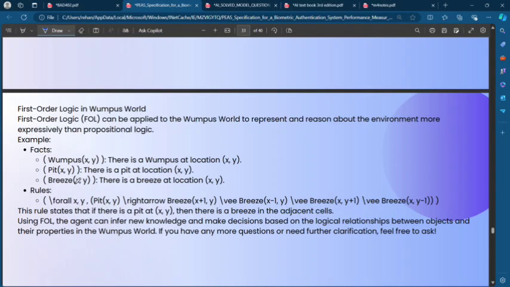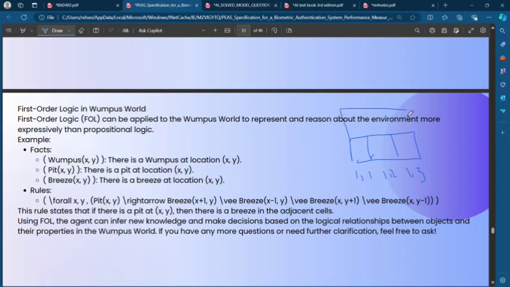Wumpus of x comma y means there is a Wumpus at location x comma y. Pit x comma y means there is a pit in that location x comma y. Breeze x comma y means there is a breeze at location x comma y. So what you're doing is, for all x comma y, pit of x comma y implies breeze x plus 1 comma y. What it means is, suppose I just take here 1 comma 1, 1 comma 2, 1 comma 3, for all the 4 places.